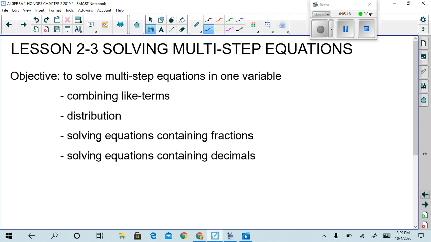Sneak preview of next lesson, the multi-steps. We might find ourselves combining like terms, doing some distribution, solving equations containing fractions as well as decimals.